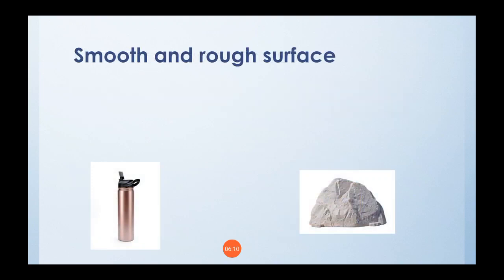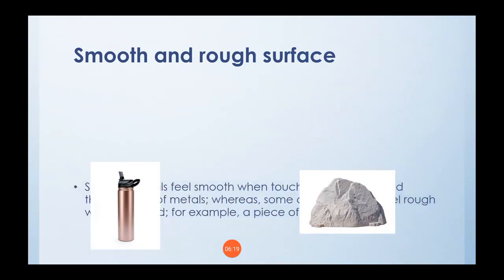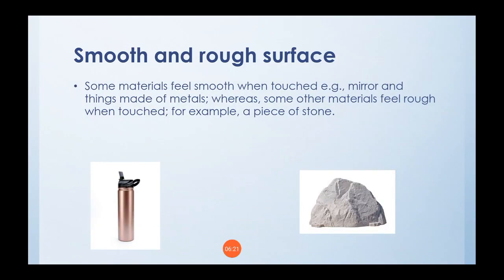The next thing, smooth and rough surface. You can see two pictures. One is a copper bottle, a polished copper bottle, and another one is a rock. Some materials feel smooth when touched, for example, a mirror and things made of metal.